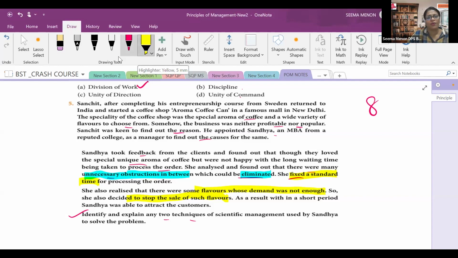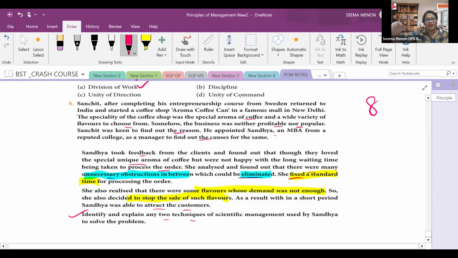They will not provide that service. That type of aroma no one is ordering. As a result, within a short period, Sandhya was able to attract the customers. So here there are so many things related to the coffee business. But from our case, we have to think about what we need in the techniques of scientific management.